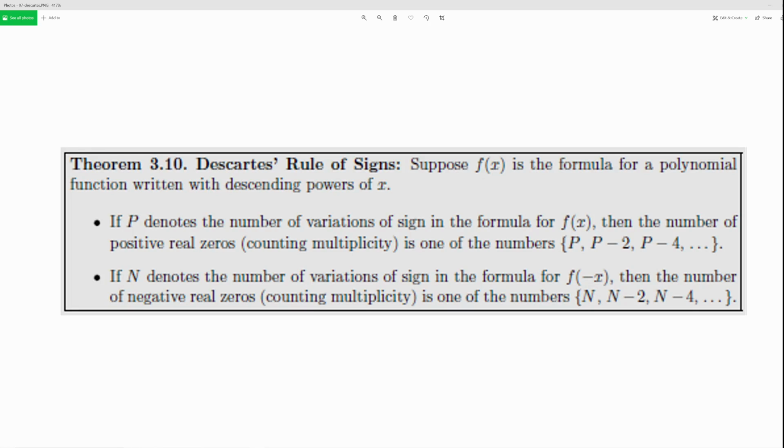Hi everybody. This video is about Descartes' Rule of Signs. This is another really important theorem when dealing with polynomials.